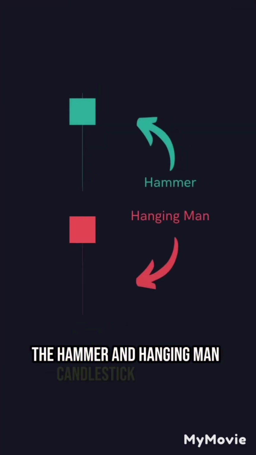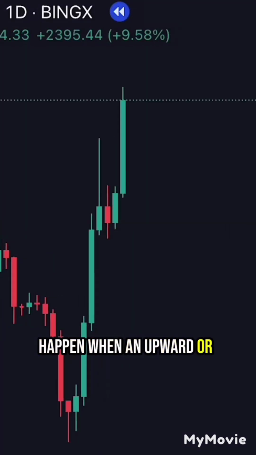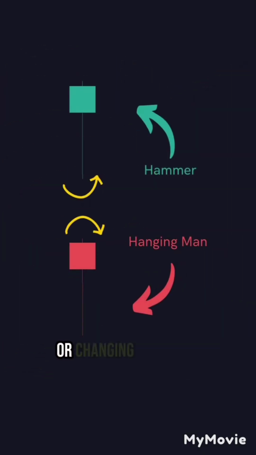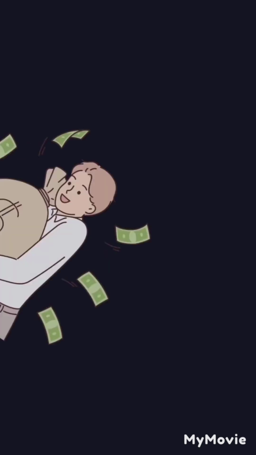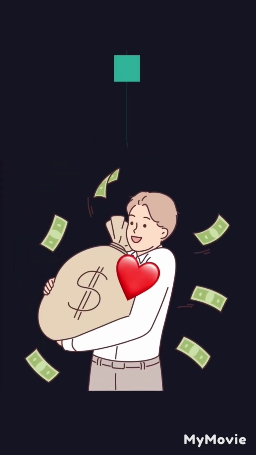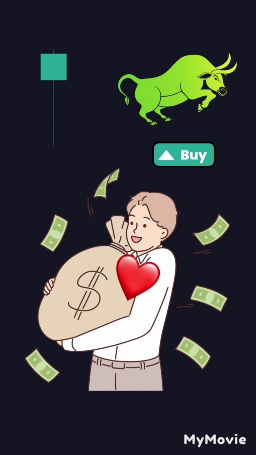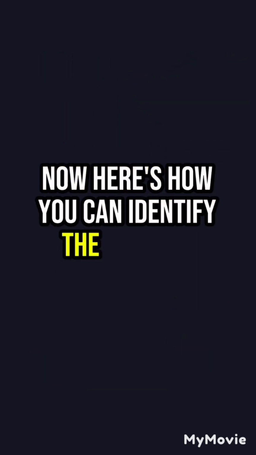The hammer and hanging man candlestick patterns happen when an upward or downward trend is about to end. They usually mean that the trend is reversing or changing direction. Crypto traders love the hammer candlestick because it helps them identify a bull market and buy crypto. Now here's how you can identify the hammer candlestick.